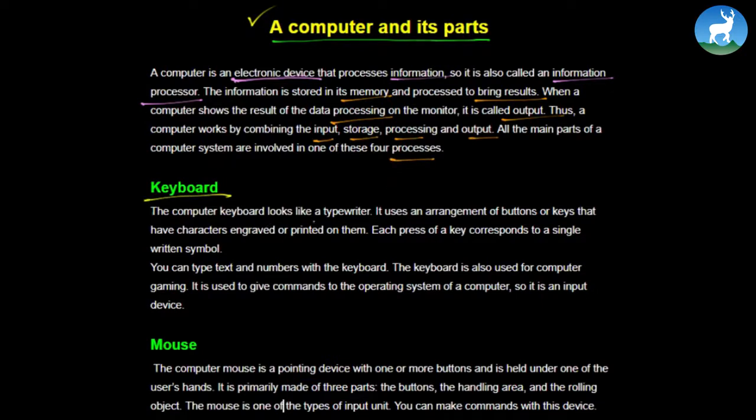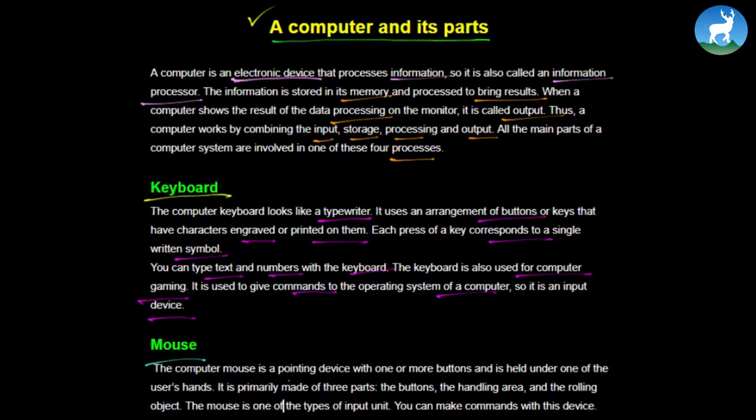Keyboard. The computer keyboard looks like a typewriter. It uses an arrangement of buttons or keys that have characters engraved or printed on them. Each press of a key corresponds to a single written symbol. You can type text and numbers with the keyboard. The keyboard is also used for computer gaming. It is used to give commands to the operating system of a computer, so it is an input device.